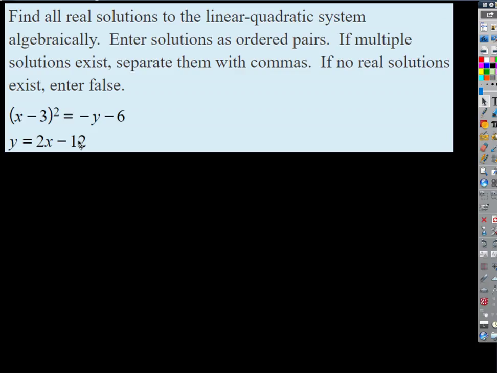Yes, sir? What's that? Oh, it is slip function. You're right. Thank you.